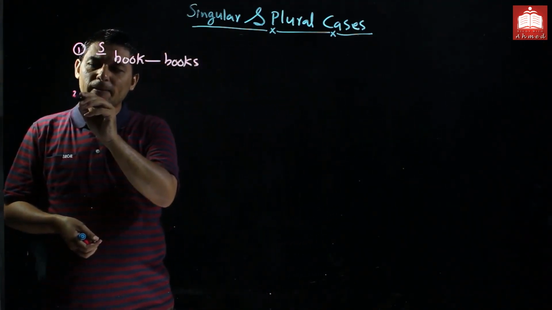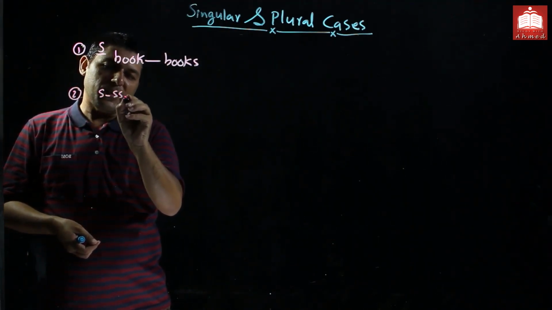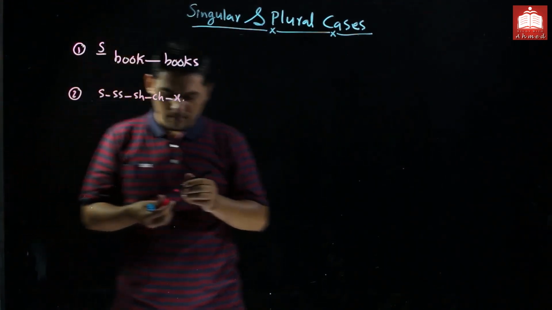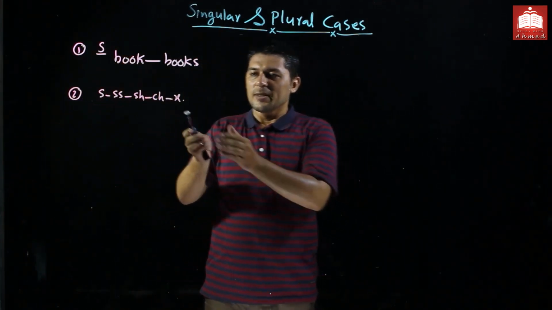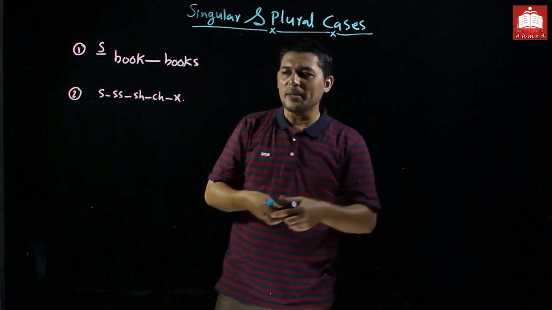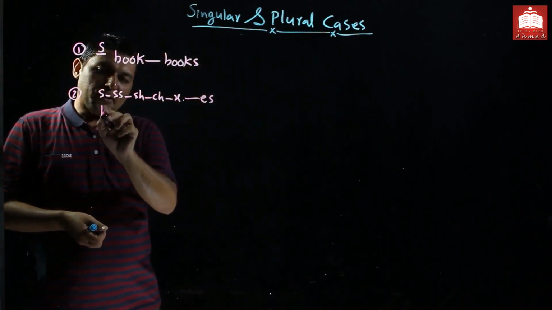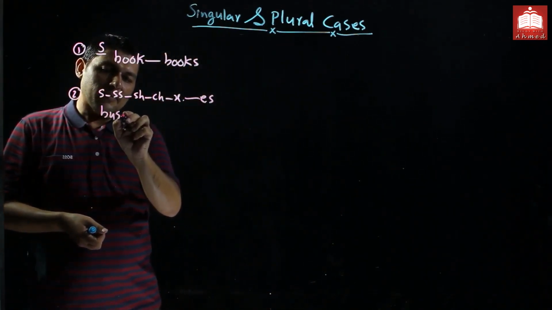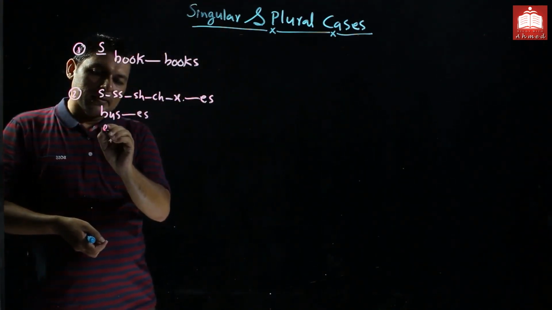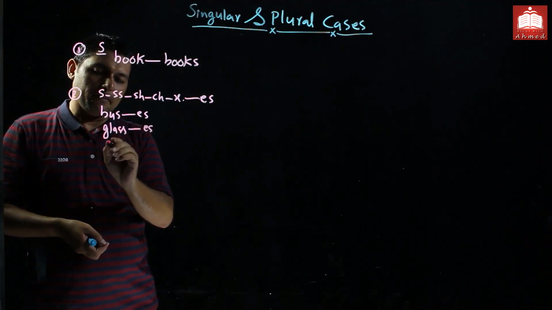Number two point: if we have s or ss or sh or ch or x at the end of any noun, you will add es to make them plural. We have some examples. Let's say one example is, at the end of s, we will add es. One is bus, then buses. Another example we have is glass, then glasses.